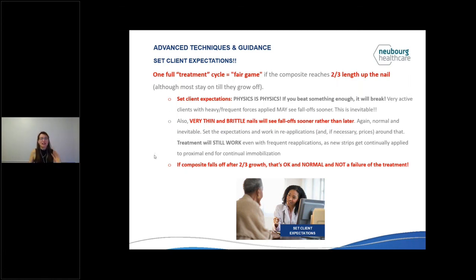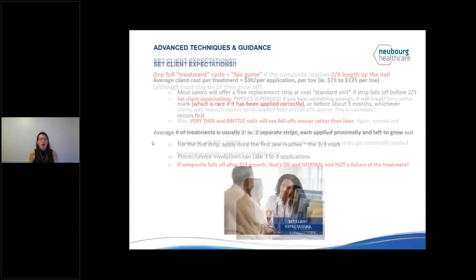And again, set your expectations for the client that very thin and brittle nails may fall off sooner, but the treatment will still work. You'd be amazed at how many people would still love to give that a try before having to go to other methods.